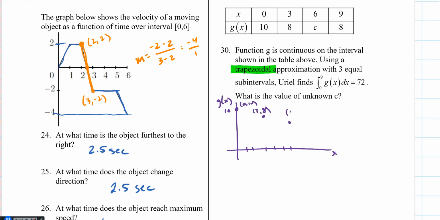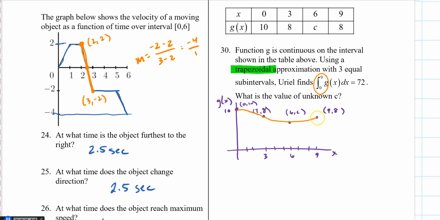I'm just going to kind of guess. That's what we have to find. We have to find C. And then 7, 8, 9, I'm back at 8. So I have 9, 8. So I've got some kind of a weird function that does that. And I'm looking for the integral, or the area under this, from 0 to 9.